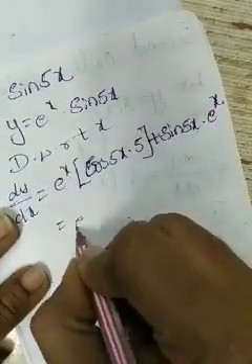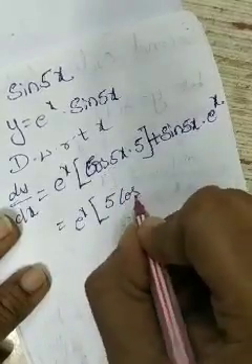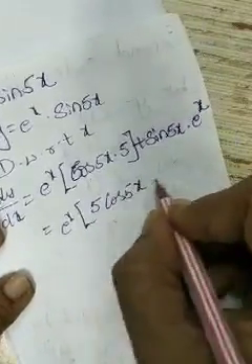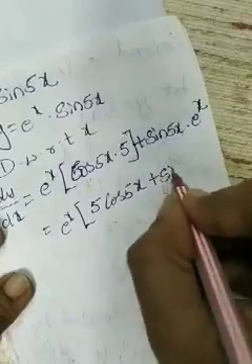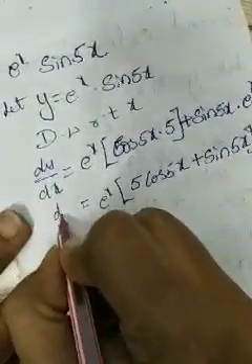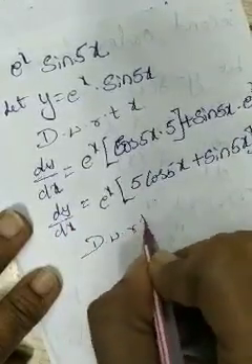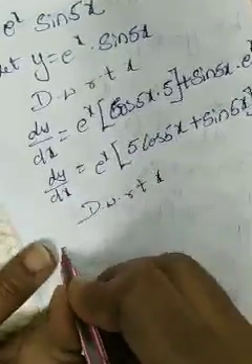You can take e raised to x as common. So the left term will be 5 cos 5x plus sin 5x. This is dy by dx. Now differentiate it with respect to x.